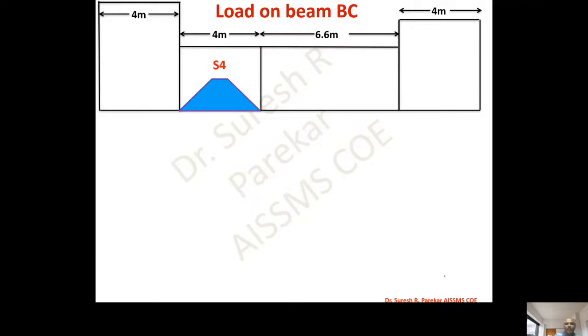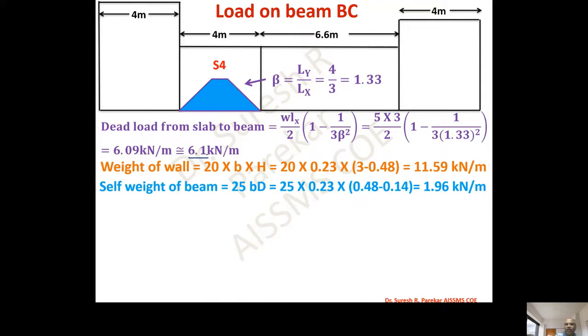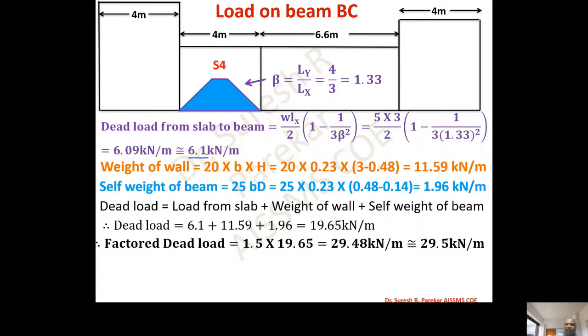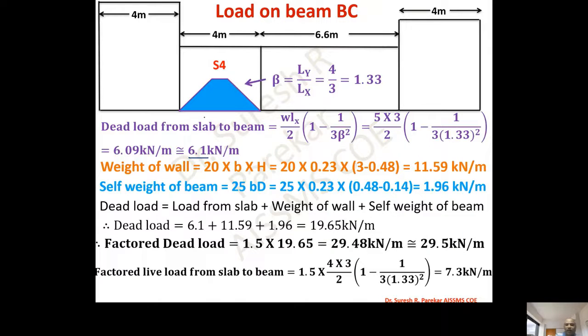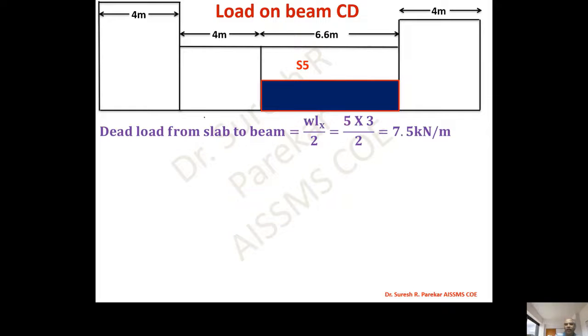Then we have load on BC. I will not go into detail. You can see this WLx by 2 into (1 minus 1 upon 3 beta square), and from this we will get 6.1 kilonewton per meter. Then weight of wall we have the same, self weight we have again the same, and we have total factored dead load 29.5. So this is on BC, and factored live load we have 7.3 kilonewton per meter. Now we will switch our load to CD. We have a one-way slab, so the dead load from slab to beam is WLx by 2, half we have directly on beam CD.